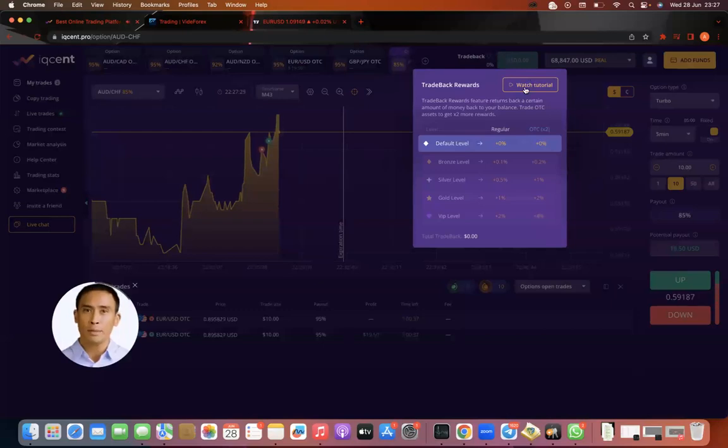Trade back is a special bonus that gives you back a certain amount of money on each closed trade. To start getting trade back, upgrade your account at least to the bronze level.